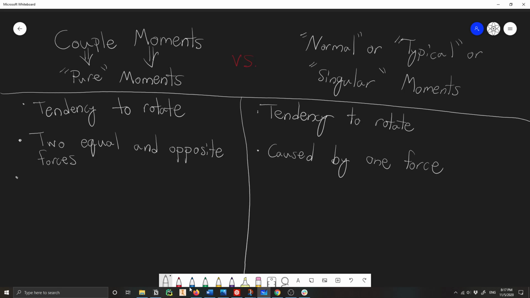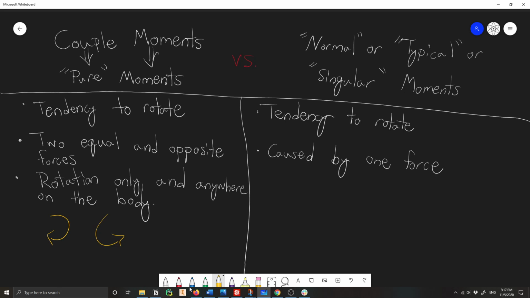And the reason why I wrote down here this pure moment, this is why they're actually called pure moments, is because they cause rotation only, anywhere on the body. That's why sometimes you can see couple moments drawn, let's go yellow, sometimes they're drawn just like that or like that.